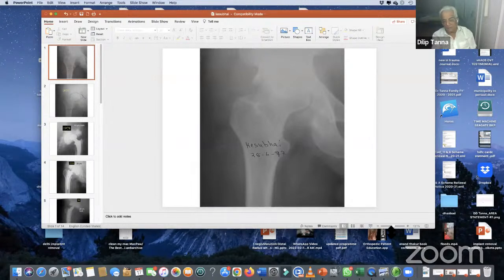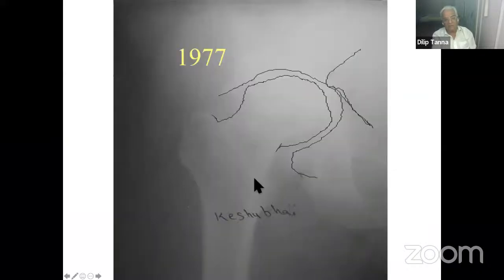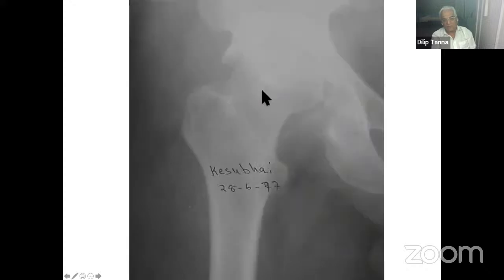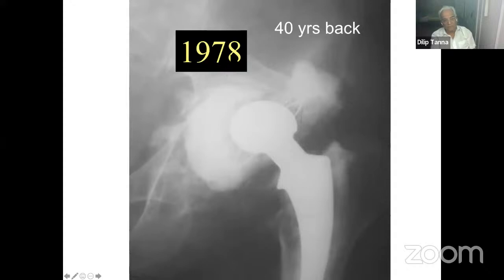Now here is another case. It goes back to 1977. This is one of those very early THRs which I had done. Acetabulum fracture. In those days, we were treating only conservatively. And this is the end result of conservative treatment. Then the pain came in. So in 1978, I did this THR.